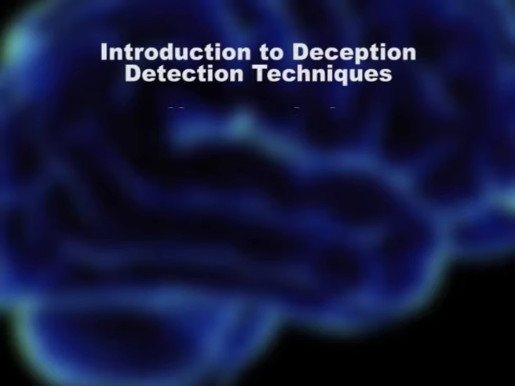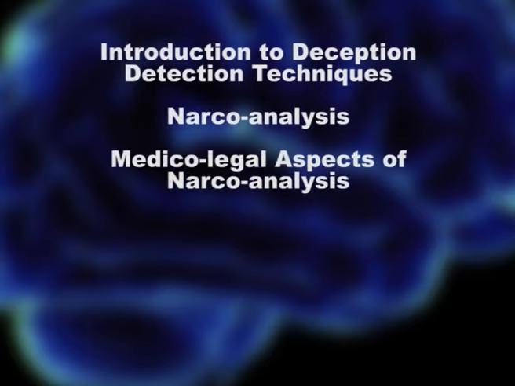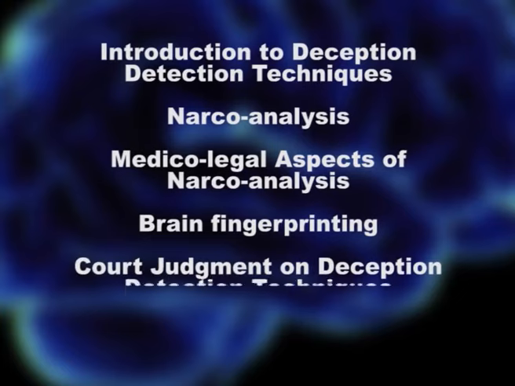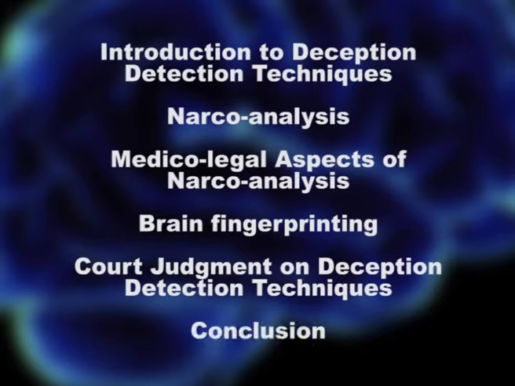So, with this in view, let us now know the modules which you will be learning in this chapter. Module number 1, Introduction to Deception Detection Techniques. Module 2, Narco-analysis. Module 3, Medico-legal aspects of narco-analysis. Module 4 is regarding brain fingerprinting. Module 5 is regarding court judgment on deception detection techniques. And Module 6 is regarding conclusion.